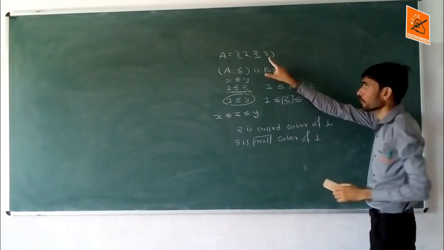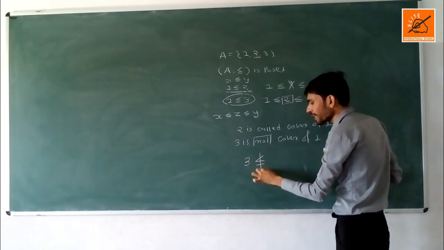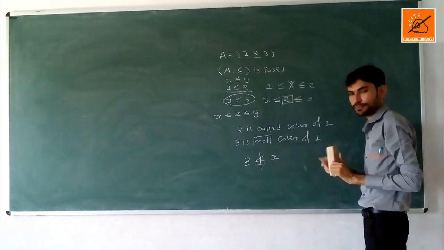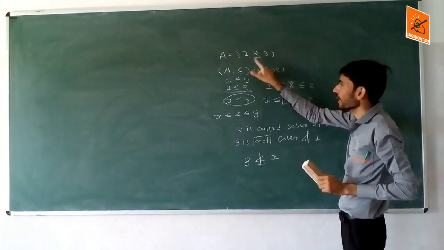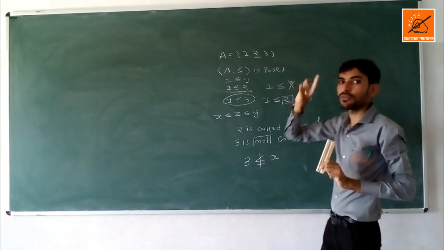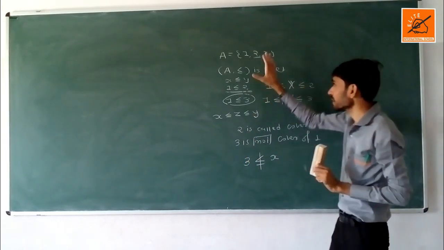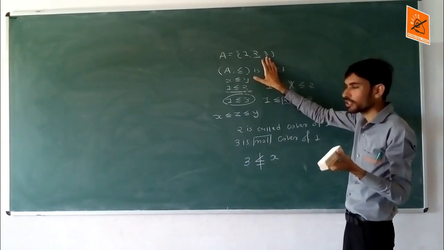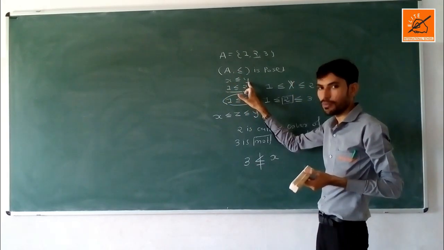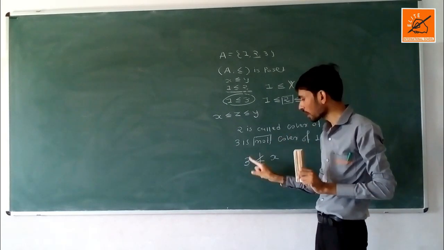Now we look at the last element, 3. Observe that 3 is not related with any element of A, because 3 is the biggest number in our set A. So we do not find a cover of element 3, because 3 is not related with any element. To become a cover of an element, the condition is that x is related to y. But here 3 is not related with any element, so we do not find a cover of 3.